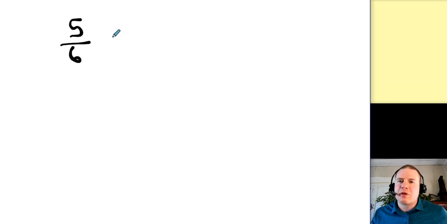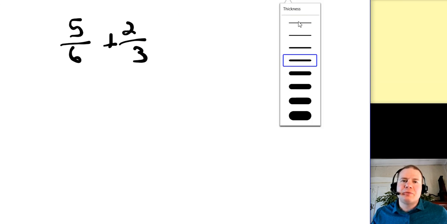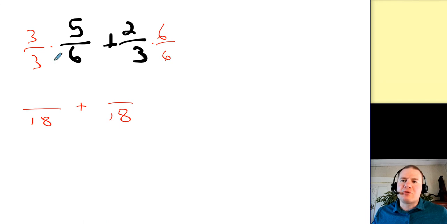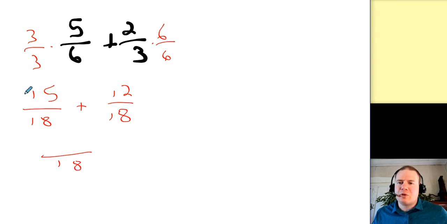But when I change the numbers a little bit, what was our second example? 5/6 plus 2/3. If I use that same strategy, times 3 over 3, times 6 over 6, I will get the same denominator. The strategy will always work. But that doesn't mean it's always the best strategy. 5 times 3, 6 times 2, well, 18 is our denominator here, so I have 15 plus 12, that's 27. And notice 27 over 18 is not going to be our final answer.